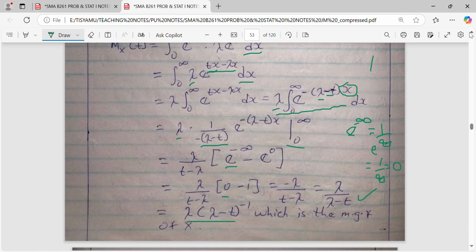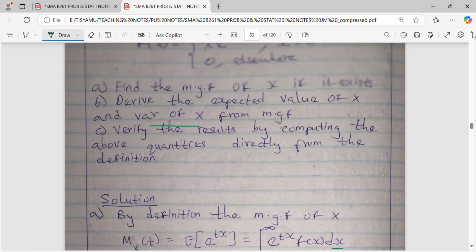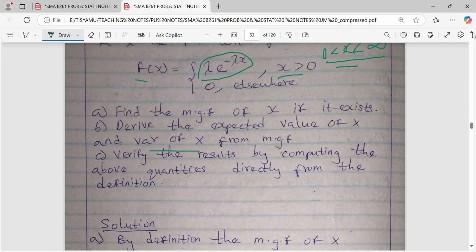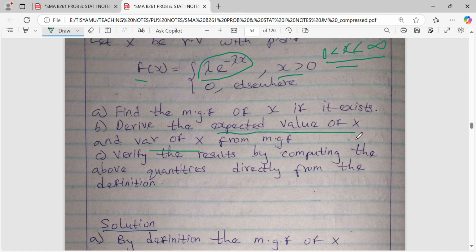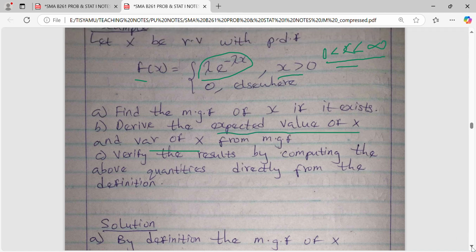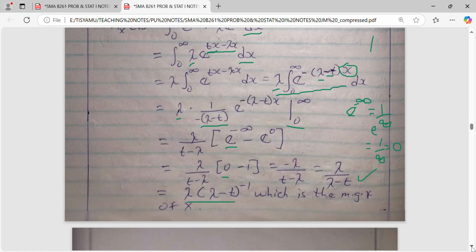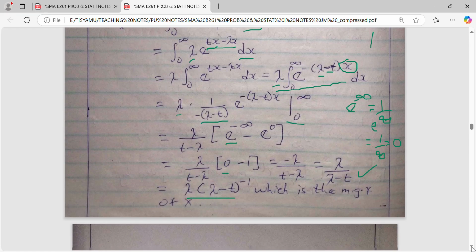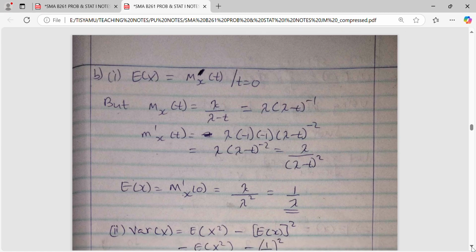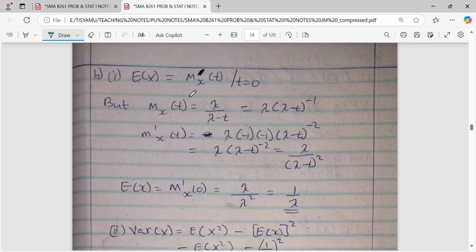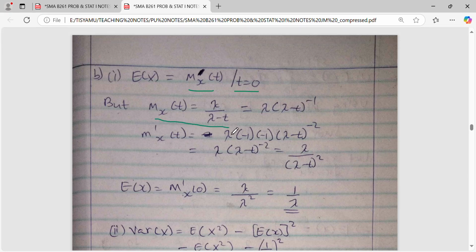We move to the next part, that is B. We are required to derive the expected value of x. And we know that the expected value of x is the same as the expectation of x, which is the first raw moment. And we said that the first raw moment is obtained by differentiating the MGF once with respect to t, and then setting t to be equal to 0. So since our MGF is lambda over lambda minus t, which can also be written like this, we are going to differentiate this with respect to t.